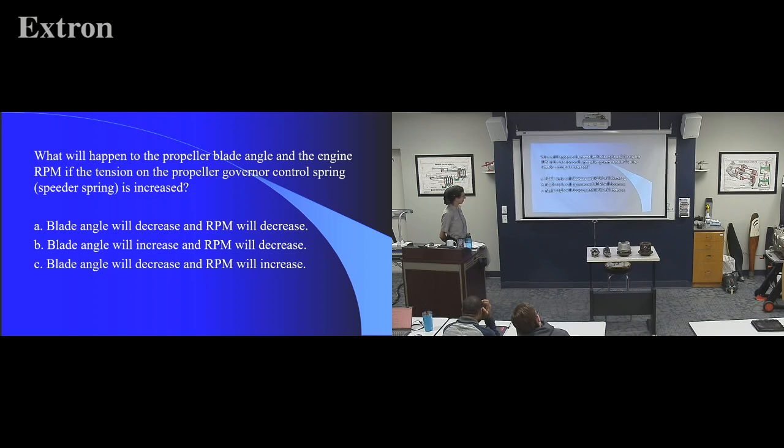Excellent. Very good. Because our speeder spring being pushed down, flyweights falling in, it's like, I'm too slow, so it decreases the blade angle, which increases our RPM. So how do we know that the flyweights are going in? Because tension on the speeder spring is increased. So when that spring is being pushed down, down, not up? Correct, it's tension. Does that close the pilot valve?